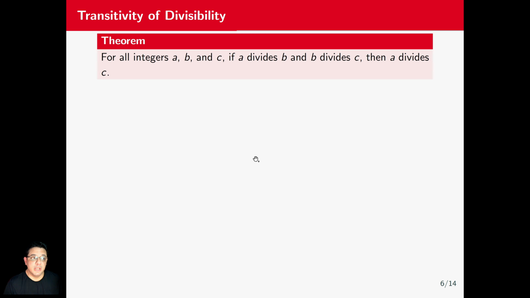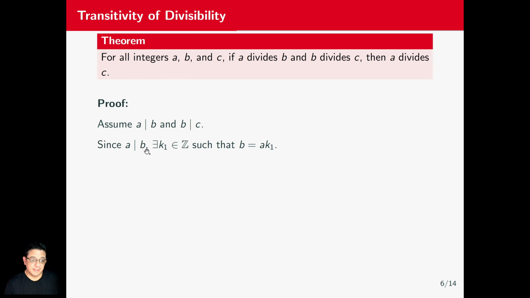Now, another theorem. For all integers a, b, and c, if a divides b and b divides c, then a is going to divide c. So this is a transitivity relationship. So first, let's go with the definition of the hypothesis or the assumption. a divides b and b divides c. So that's going to mean that there is an integer k1 so that b equals a k1. Similarly, there is k2 so that c can be seen as b k2.